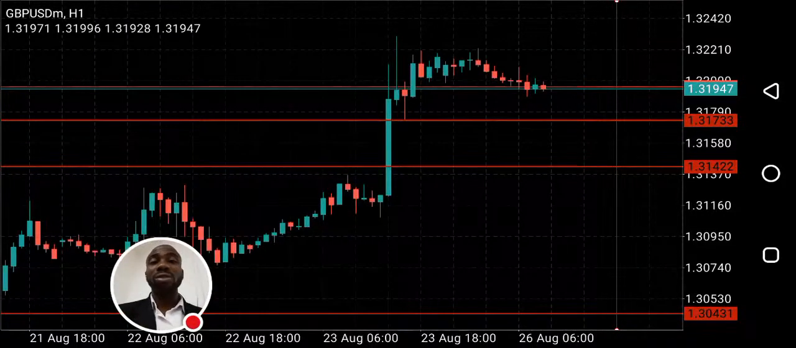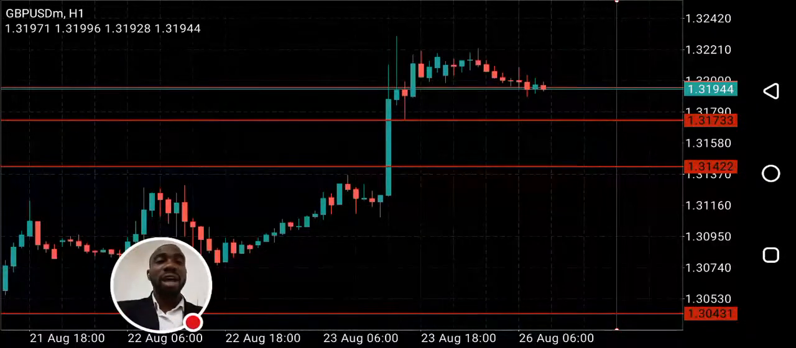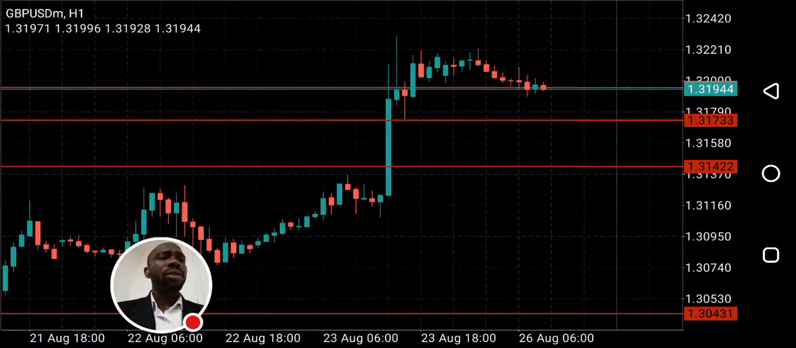But like I said, we might not see much volatility in the market today because there is no major news to drive price action. Okay, so that's it for GU.